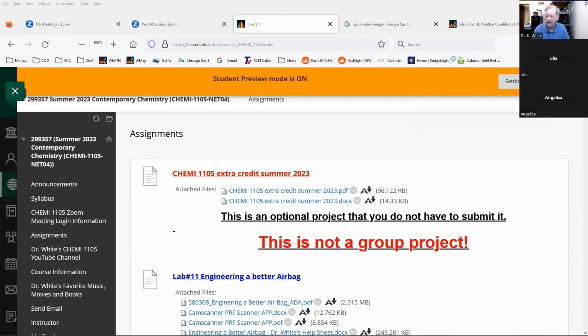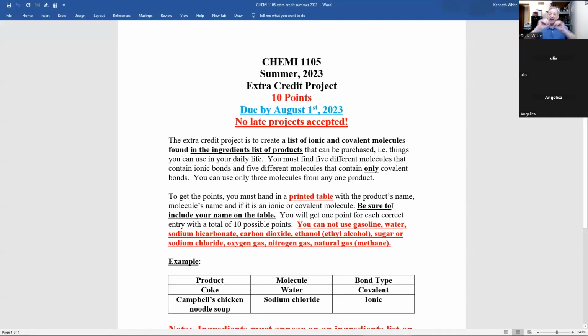The extra credit project is 10 points. It's due by August 1st, the end of the day, 11:55 p.m. or 11:59 p.m. And no late projects will be accepted. For the extra credit project, you have to create a list of ionic and covalent molecules that are found in ingredient lists of products that can be purchased, that is, things you could use in your daily life.